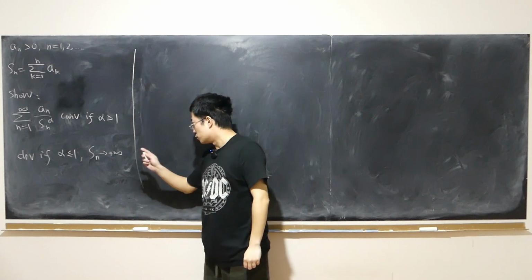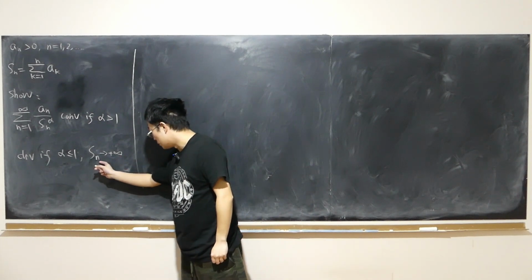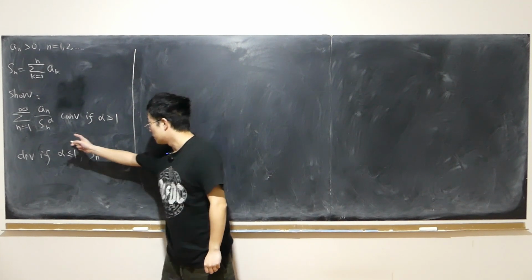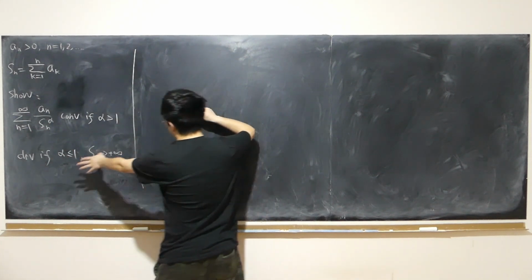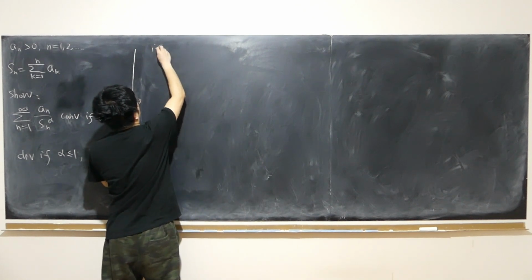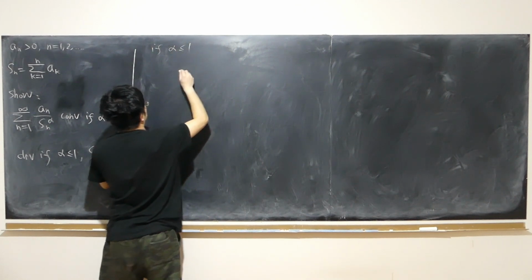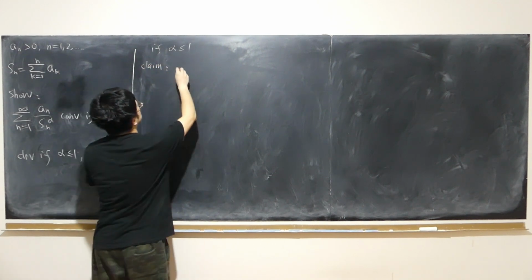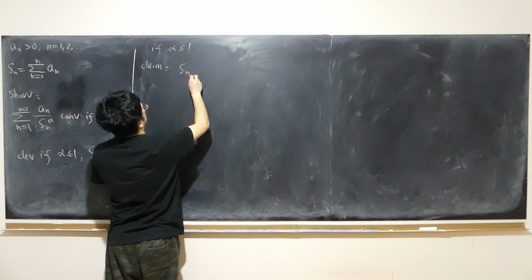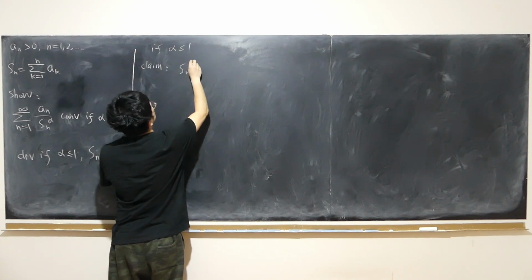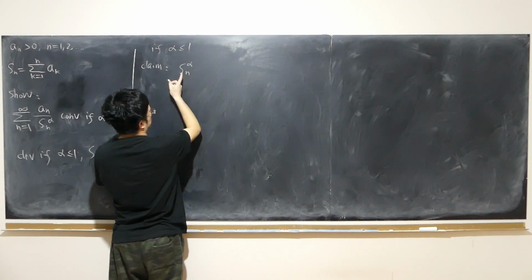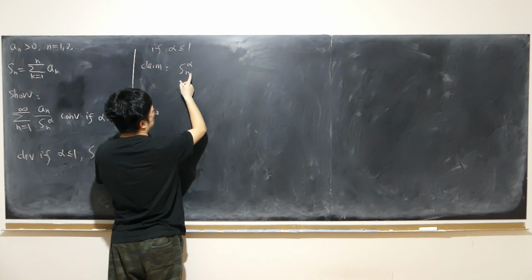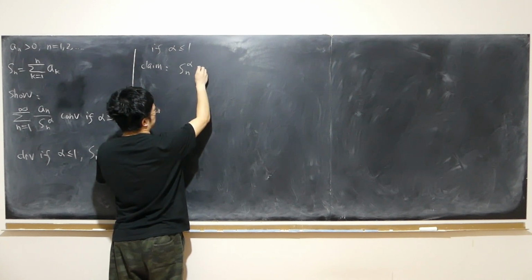And so the second case: when alpha is less than or equal to 1 and also Sn diverges to positive infinity, it's going to be divergent. The reason is that in this case, if alpha is less than or equal to 1, my claim is that Sn to the power of alpha, remember alpha is some number less than or equal to 1, looks like it's going to be less than or equal to Sn, I believe.